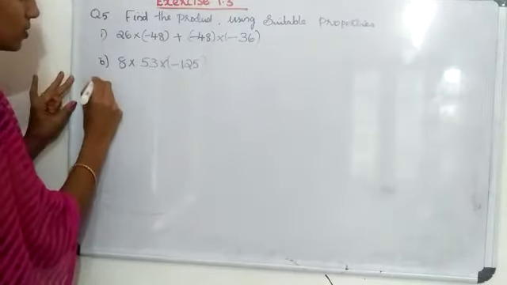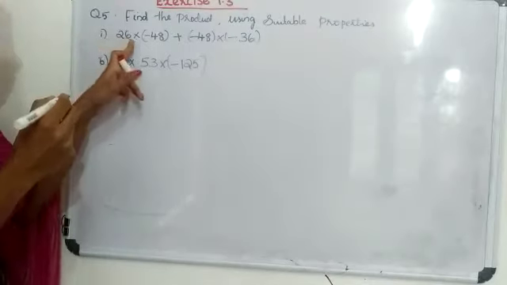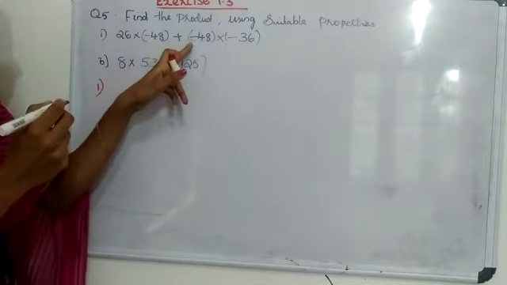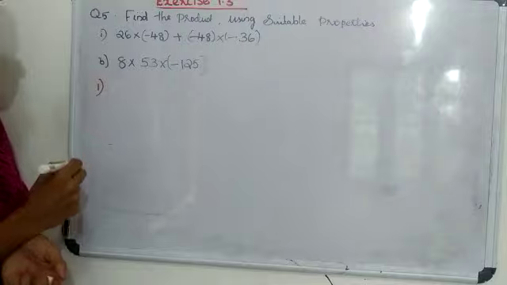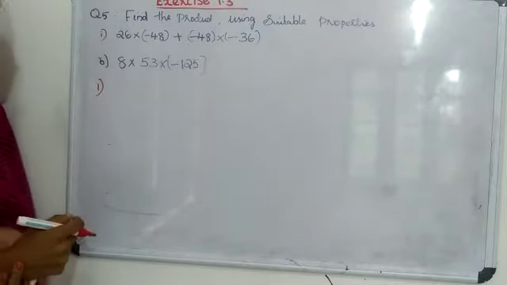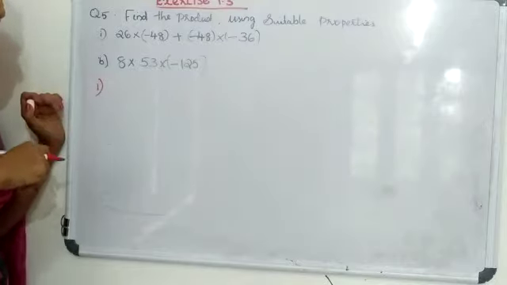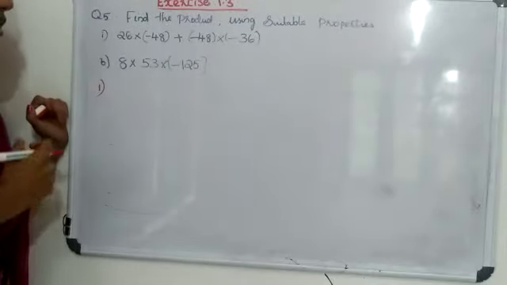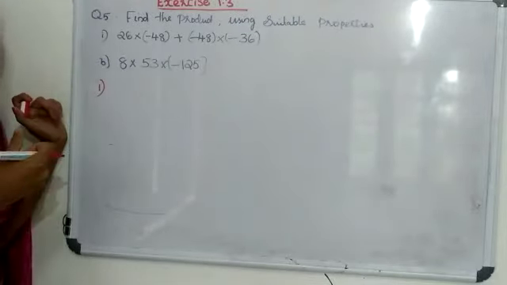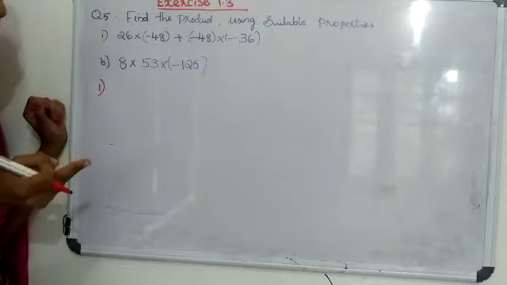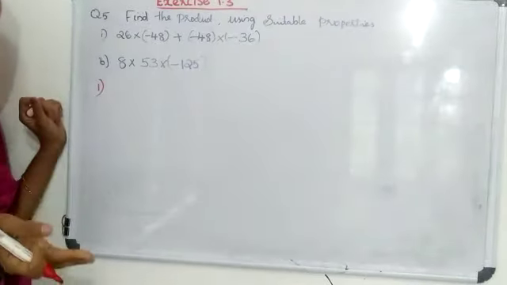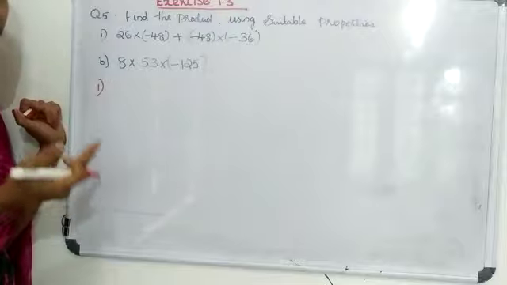So the first question, 26 into minus 48 plus minus 48 into minus 36. We need to apply the suitable properties. Can you remember the properties we studied in our last class about multiplication? Yeah, the commutative property, associative property, distributive property, multiplicative identity.